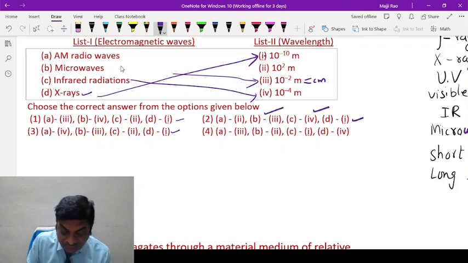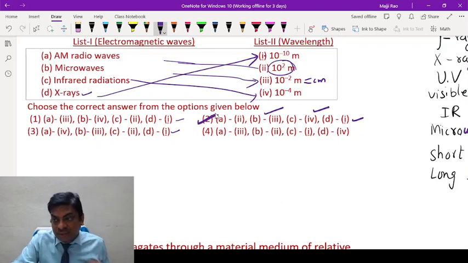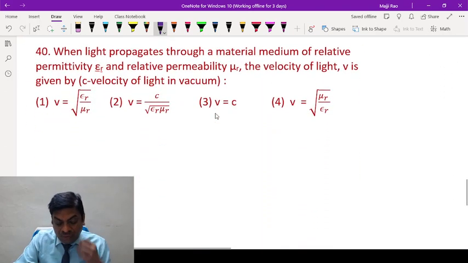And finally, the biggest of all is the radio waves, which you can see are of the order of 100 meters. So A should be matched with 2. So second option is the correct option. Now moving on to the next question.